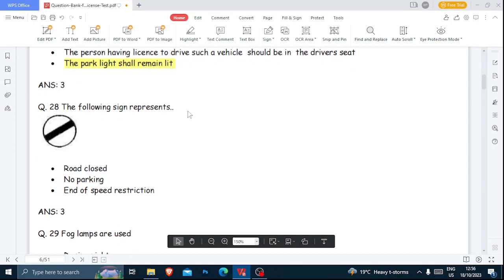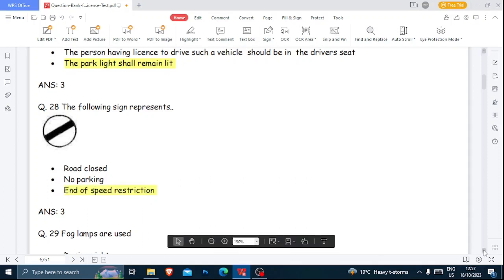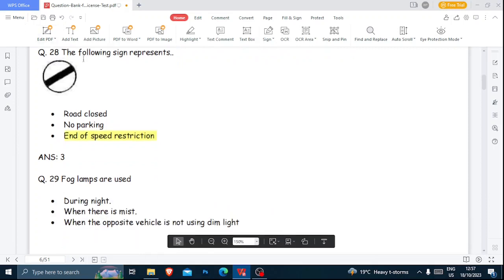The following sign represents, now is this a road closed, is it a no parking, or end of speed restriction? Now this one is what we call an end of restriction sign. It signifies an end of a speed restriction. This means that each time you see this sign, you can now exceed the previously imposed speed limit.